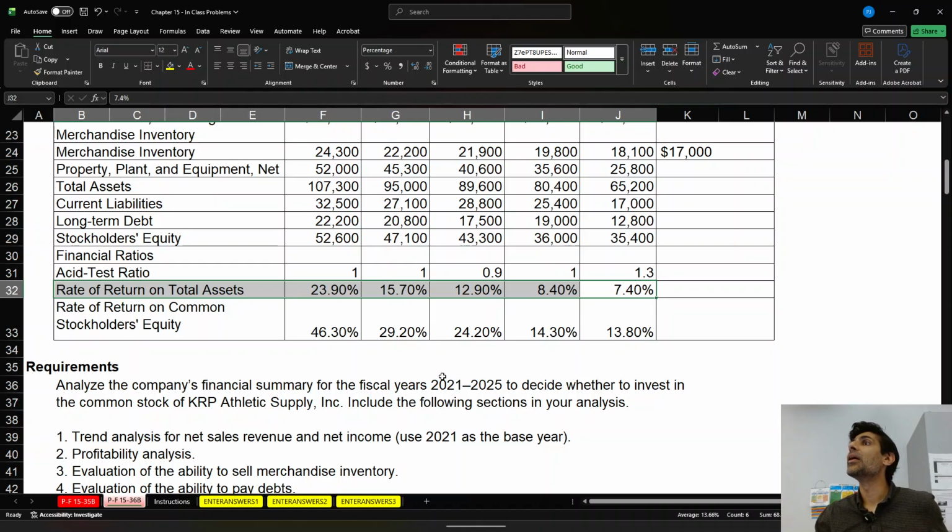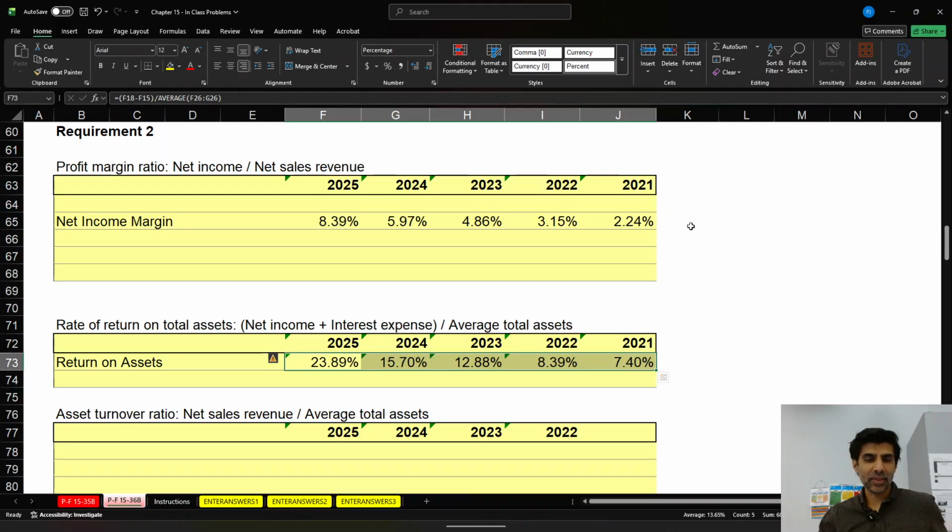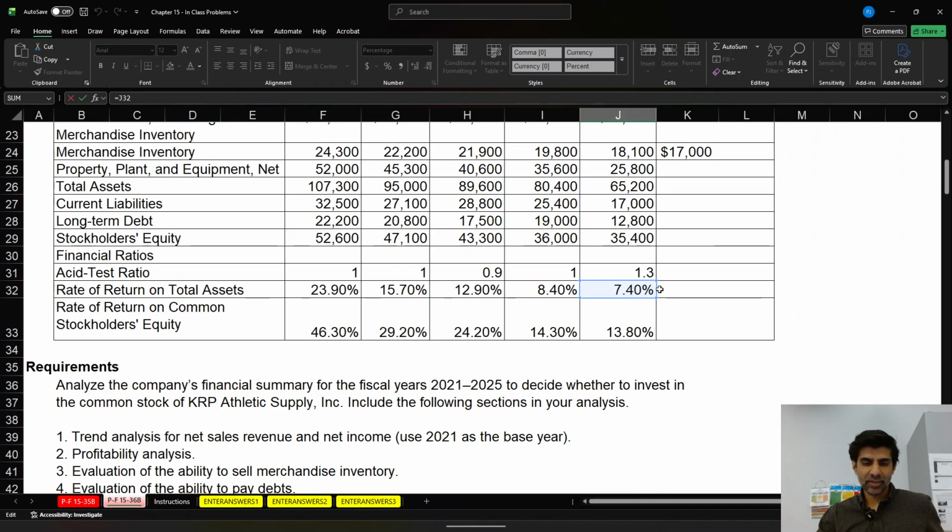What was that? The homework will tell you how many decimal points to go to, what to round to. You can always get more by expanding this. Excel allows you to format however many decimal points you want. This one, they actually calculated the rate of return on total assets for you. Yeah, just copied it. Exactly.